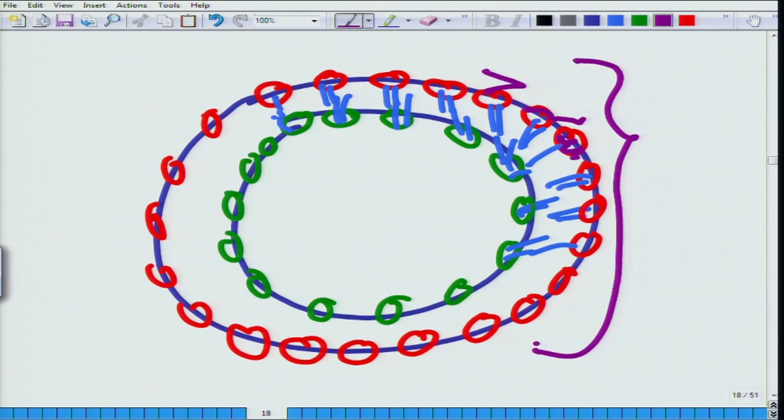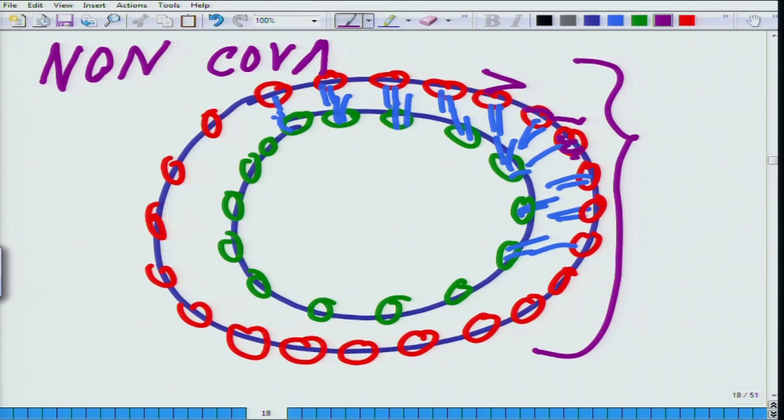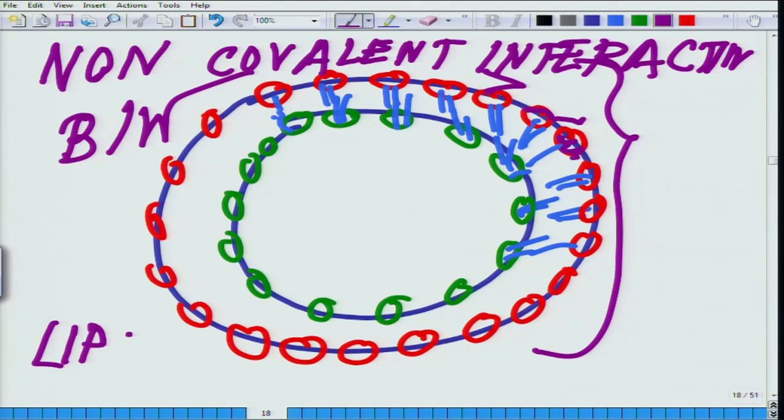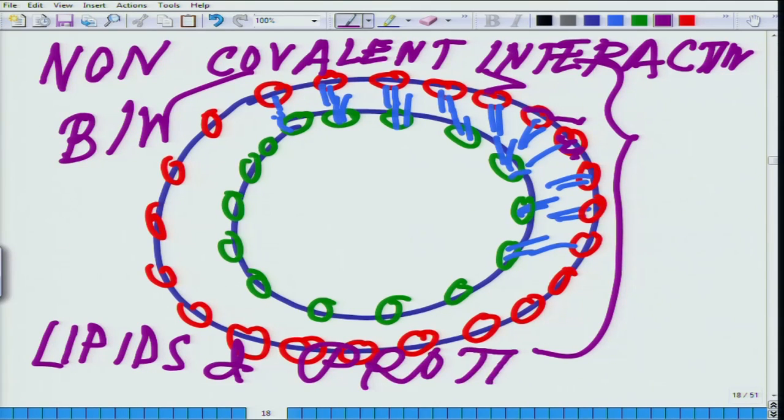All these arrangements are basically a non-covalent interaction between lipids and proteins. This is very, very important, non-covalent interaction between lipids and proteins.